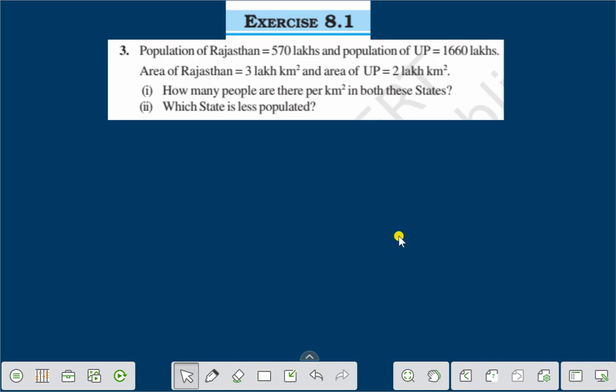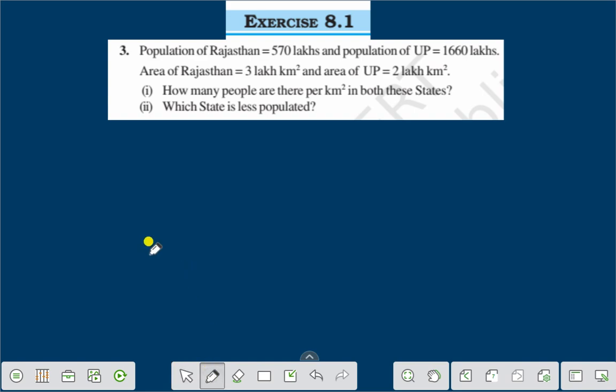The population of Rajasthan is 570 lakhs and the population of Uttar Pradesh is 1660 lakhs. The area of Rajasthan is 3 lakh square kilometers and the area of Uttar Pradesh is 2 lakh square kilometers. How many people are there per square kilometer in both these states? And number 2: which state is less populated?